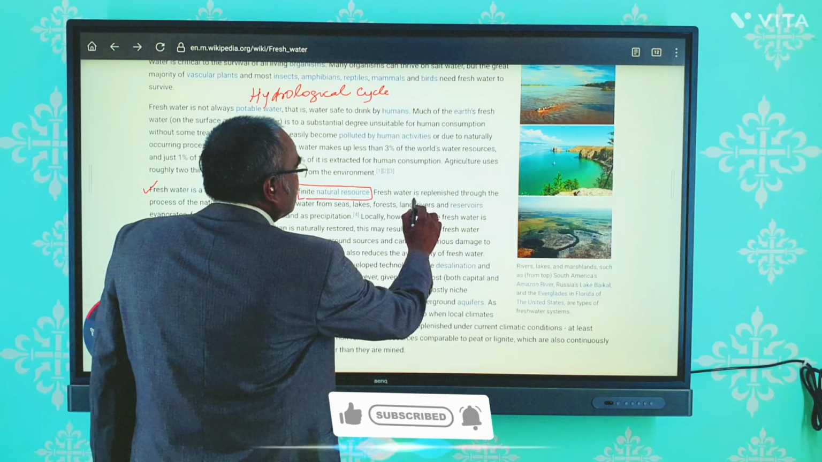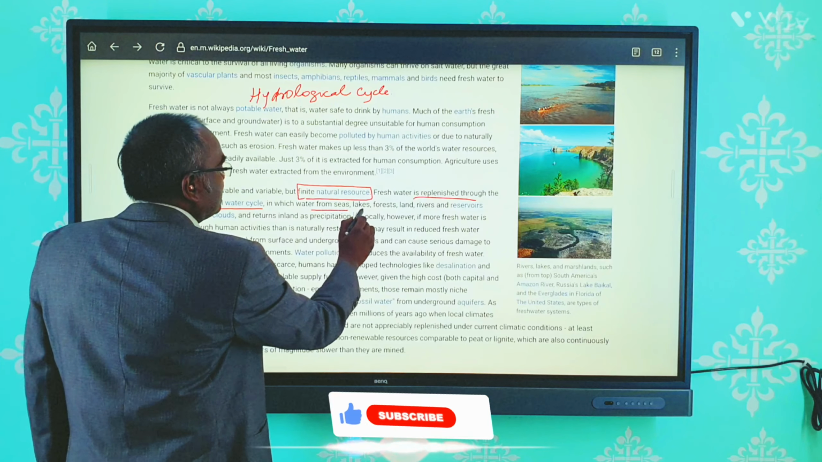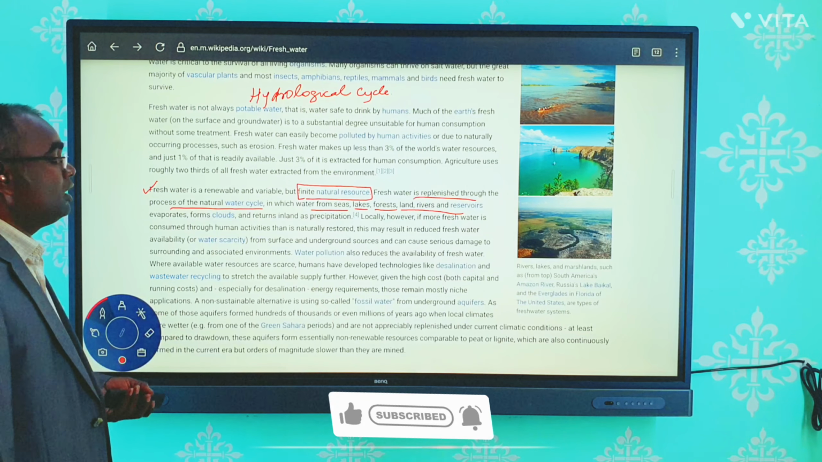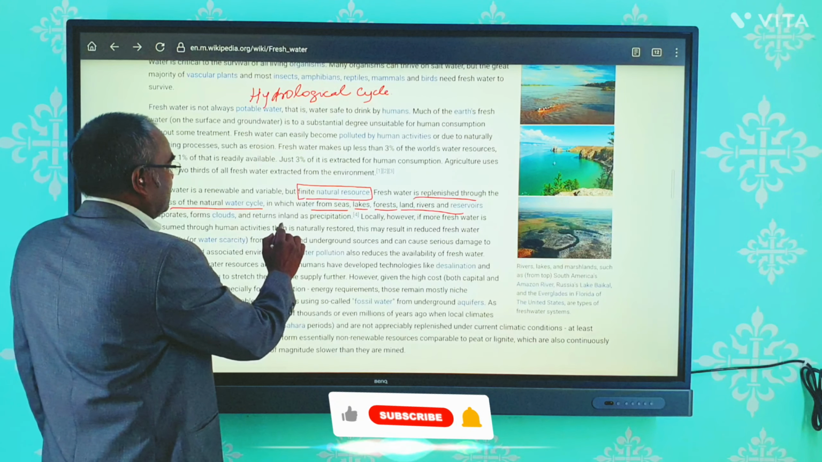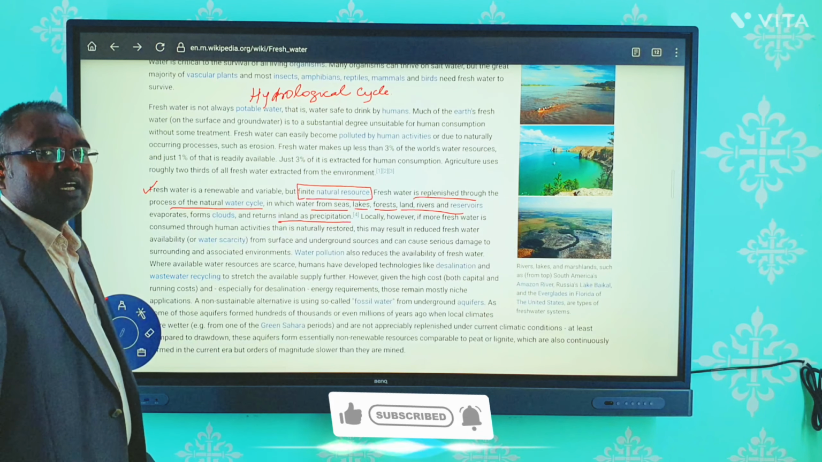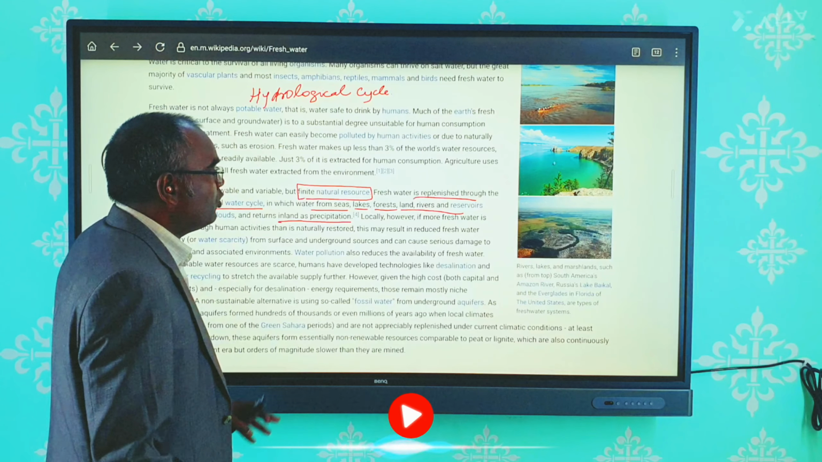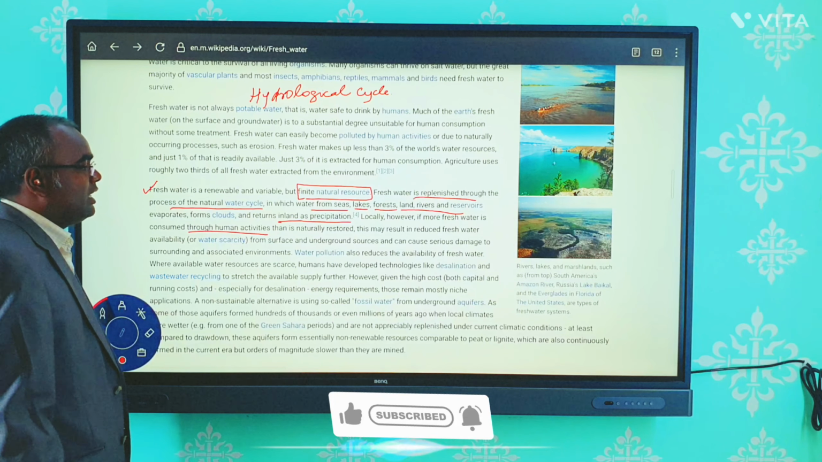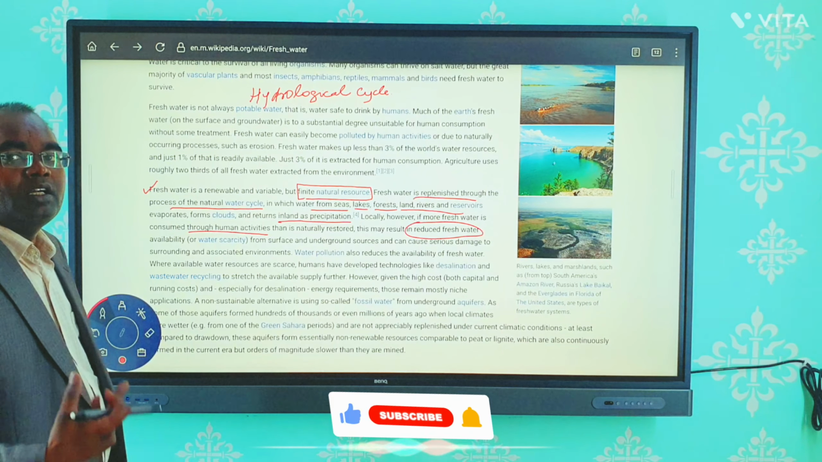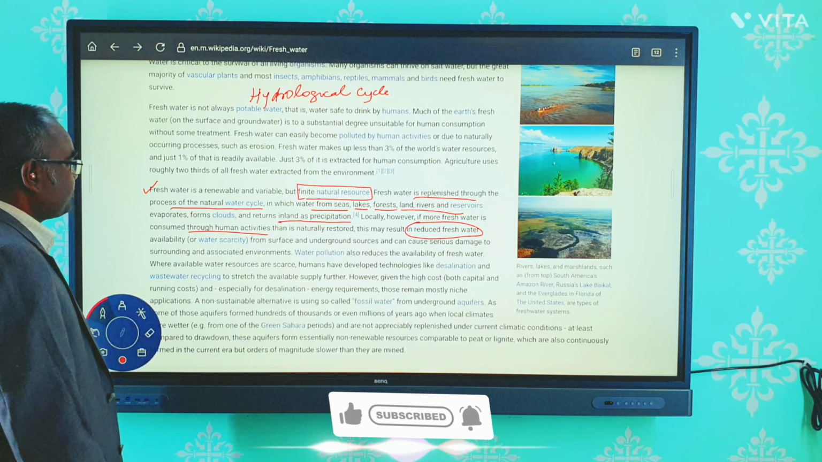Fresh water is replenished through the natural water cycle, what I call the hydrological cycle, in which water from seas, lakes, forests, land, rivers and reservoirs evaporates and forms clouds, and those clouds in return come down as precipitation in different forms. It may be in the form of rainfall, ice sheets, or sleet. Locally, however, if more fresh water is consumed through human activities than is naturally restored, this may result in reduced fresh water. That means if someone is consuming more fresh water, it may be reduced to some quantity, right?